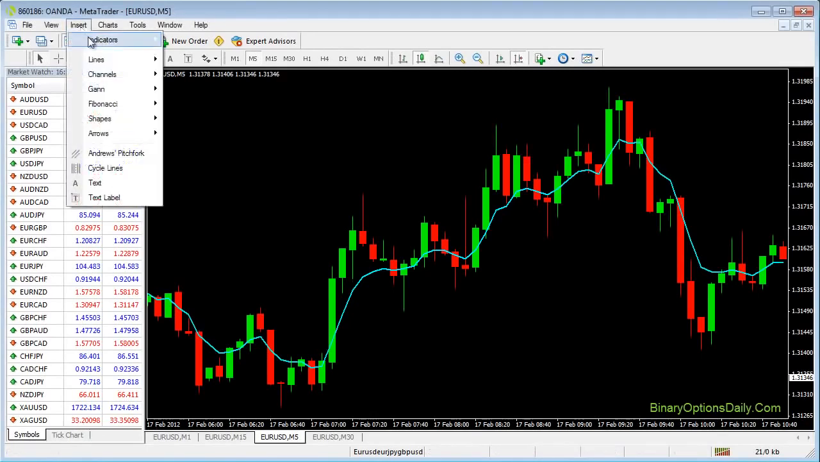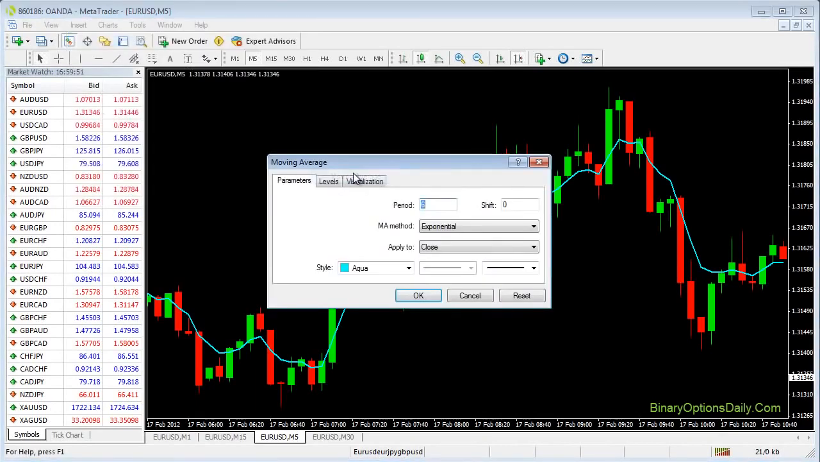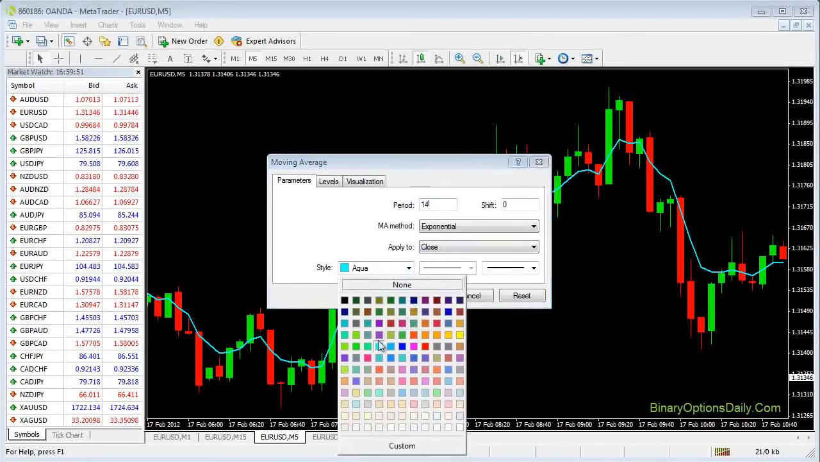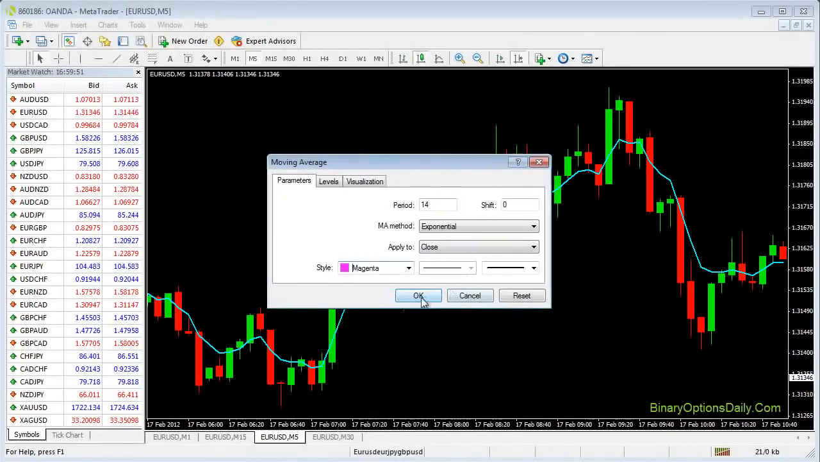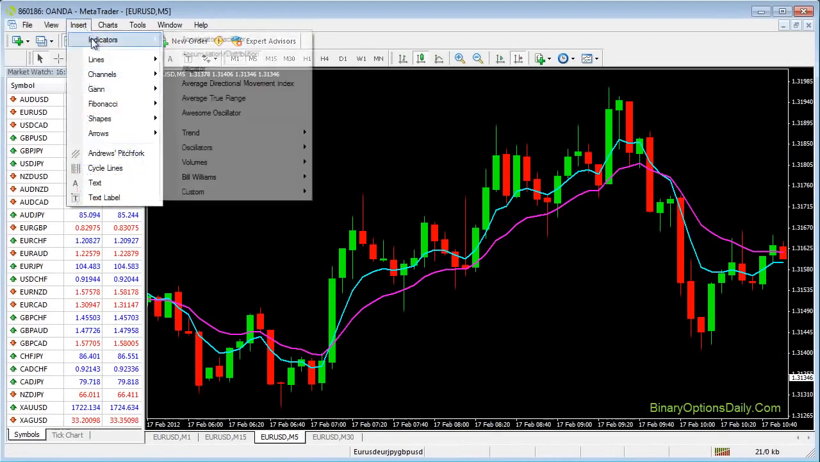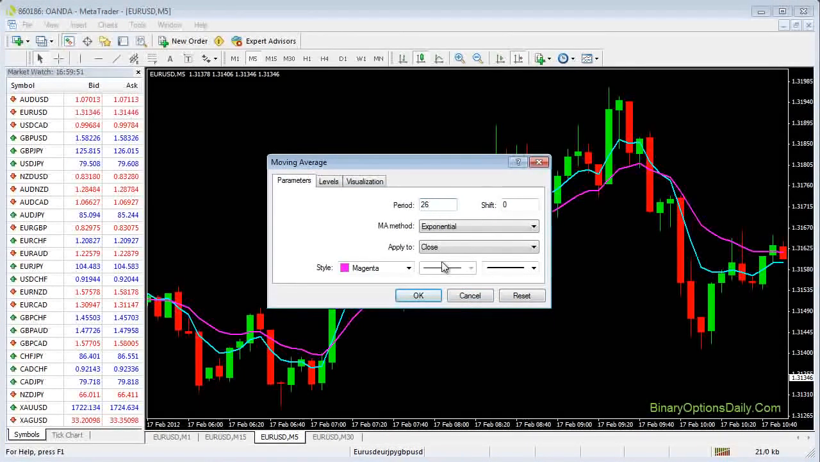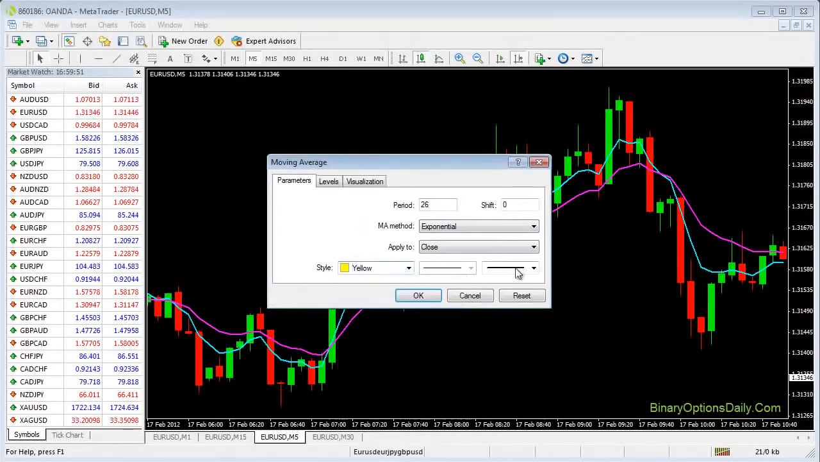Now we need to add two more, so we're going to go back to Indicators, Trend, Moving Average. The next one is going to be a 14-period moving average, and I'm going to be using a magenta line for this one. Again, these are all exponential and applied to close. So we're going to click OK. We need to add one more, so we go back to Indicators, Trend, Moving Average. This one is going to be a 26-period moving average, exponential applied to close. I'm going to choose yellow for this color, make this one just a little bit bigger, and click OK.